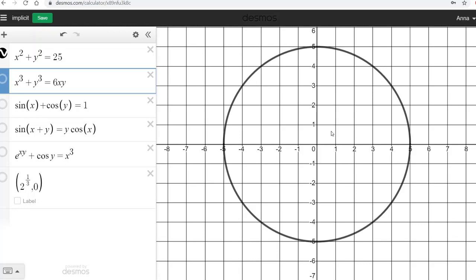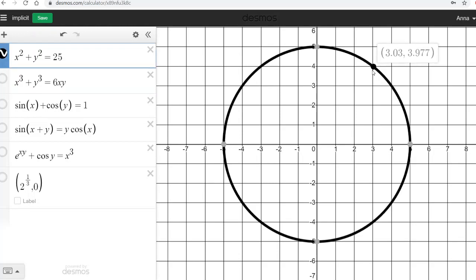And because implicitly defined curves are not set up in the form y is a function of x, that same methodology doesn't really work. However, it is still true that any point that lies on your graph satisfies your equation. So for example, the point 3, 4 is on our graph. And why is that? Well, the equation for this graph is x squared plus y squared is equal to 25. I'm not sure if you can see the entirety of this equation, but it says x squared plus y squared is equal to 25.